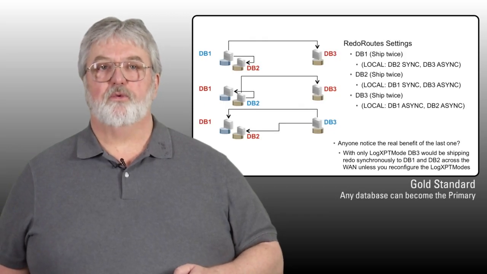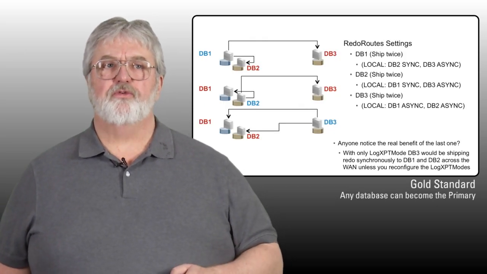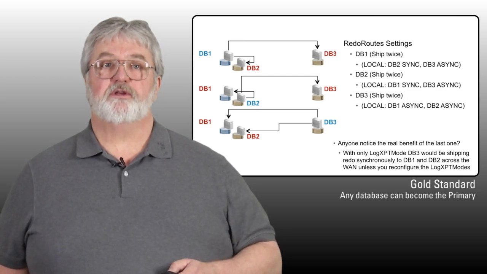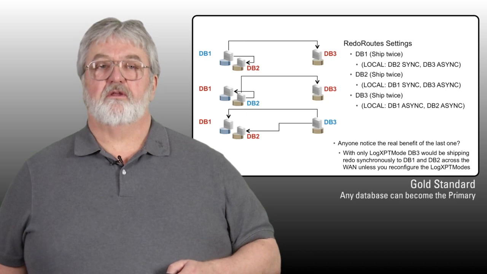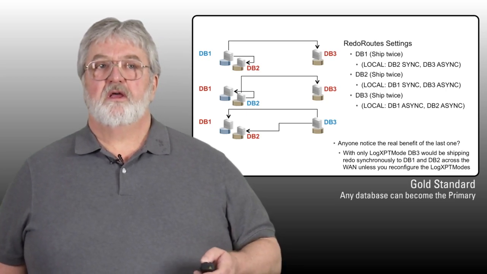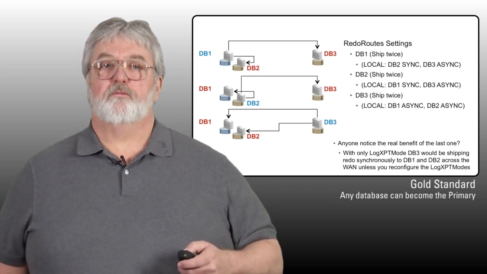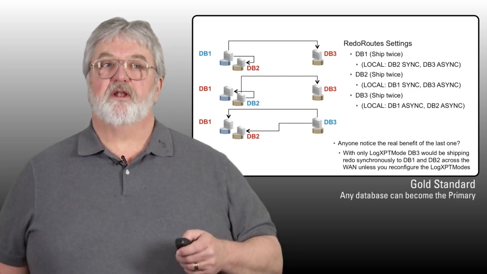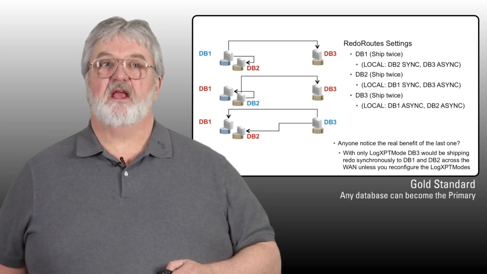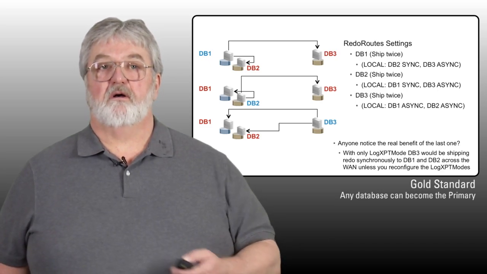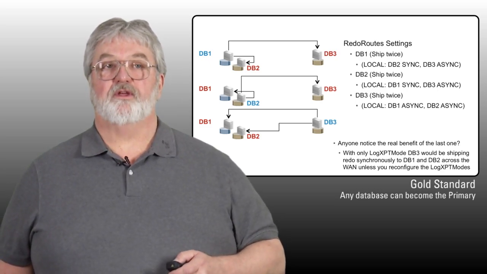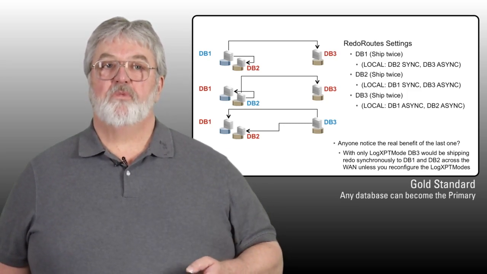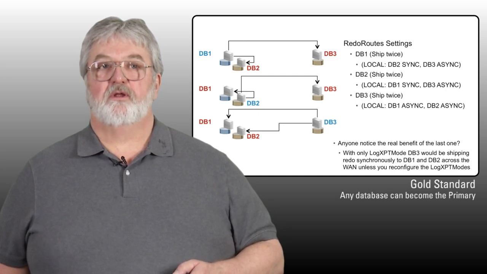So if you look at a couple quick examples here, you'll see here that gold standard, these are 3 databases. Any database could become the primary. So I'll give you the example of database 1. His redo route says local, meaning I'm the primary database. I'll send to DB2 in synchronous mode, but I'll send to DB3 in asynchronous mode, so that I now have complete control over how things are sent. DB2 has a similar thing, but he sends back to DB1.